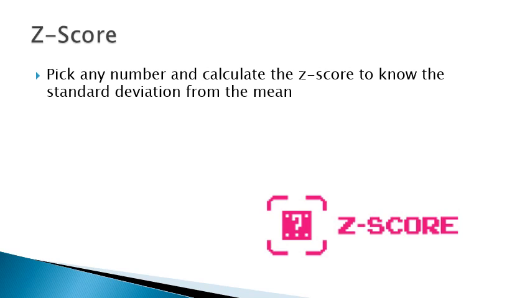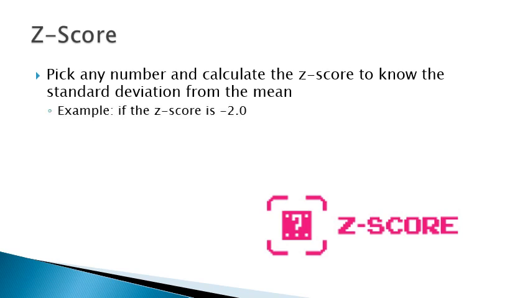Z-scores, again, can only be used for interval ratio variables. The way that a z-score works is you pick any number in the data set, and then you hit that big easy button that says z-score, and it's going to tell you how many standard deviations that single score is from the mean.